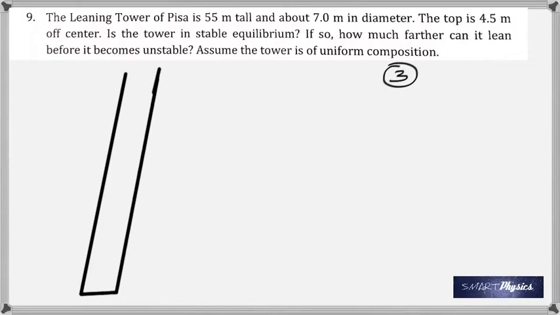This question: the Leaning Tower of Pisa is 55 meter tall, about 7 meter in diameter. Top is 4.5 meter off the center. Is the tower in stable equilibrium? If so, how much further can it lean before it becomes unstable? Now, to see whether it's in stable equilibrium, what you've got to do is draw a vertical line from its center of gravity or center of mass. If that vertical line falls inside the base, then it is stable. But if that vertical line drawn from the center of mass falls outside the base, it's unstable.